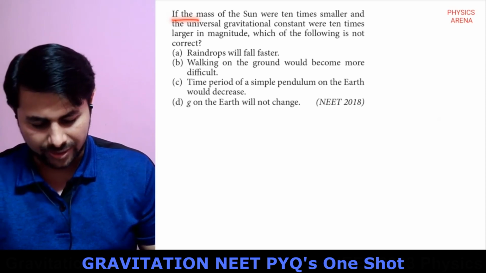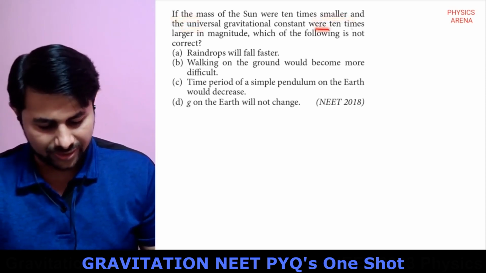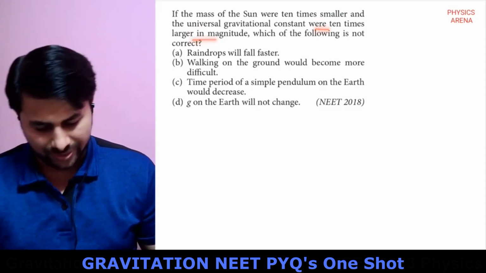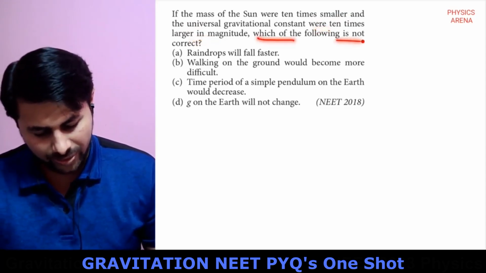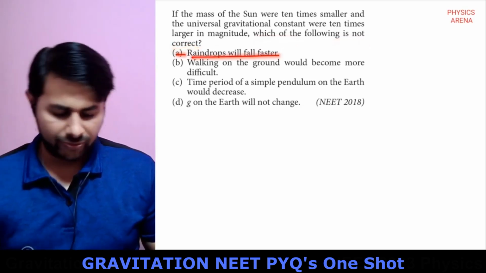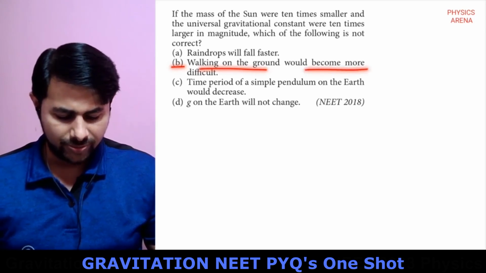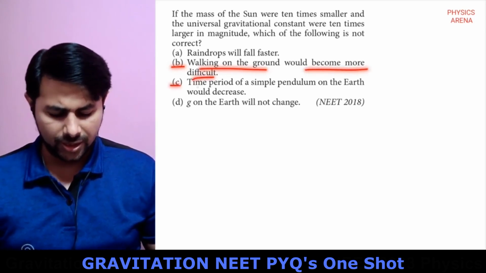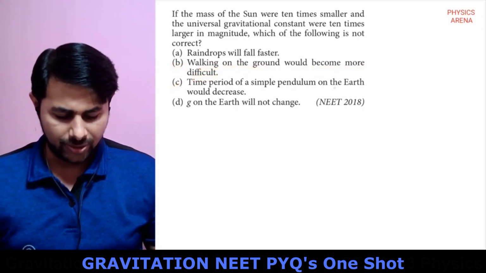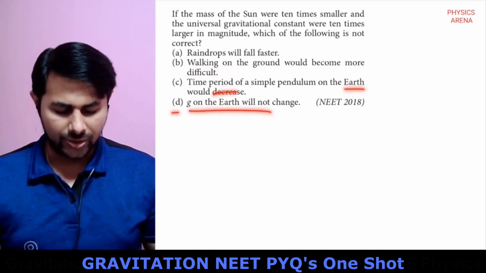If the mass of sun were 10 times smaller and the universal gravitational constant were 10 times larger in magnitude, okay, which of the following is not correct? Option A, raindrops will fall faster. Option B, walking on ground would become more difficult. Option C, time period of simple pendulum on earth would decrease. And option D, g on earth will not change.